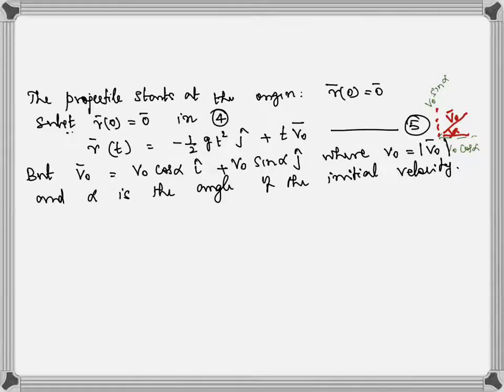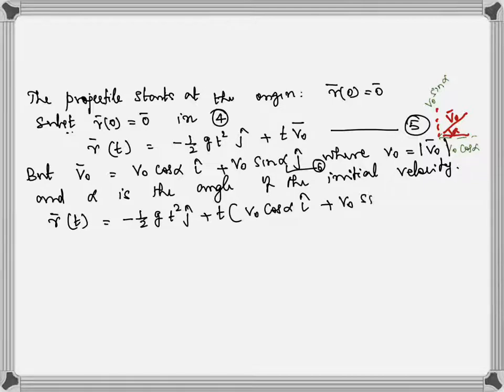So we'll substitute this information into step 5. This is step 6, and we will substitute the value in step 6 into step 5. So r of t is negative half g t squared j plus t times V0, which can be replaced by V0 cosine alpha i plus V0 sine alpha j. Keep in mind this V0 is the vector. This V0 is the magnitude of the initial velocity.